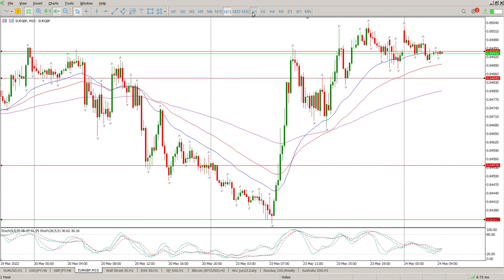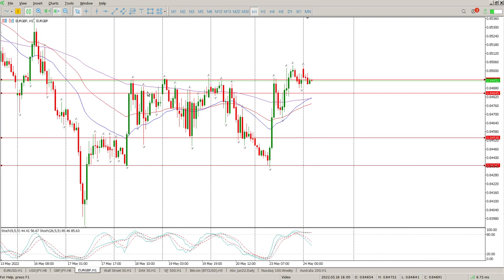For a pullback. If we just get back to the hour, you can see there's quite a bit of structure there as well. So yeah, these are the two areas to pay attention to. Crossover brewing as well, everything leaning towards a potential move to the upside.